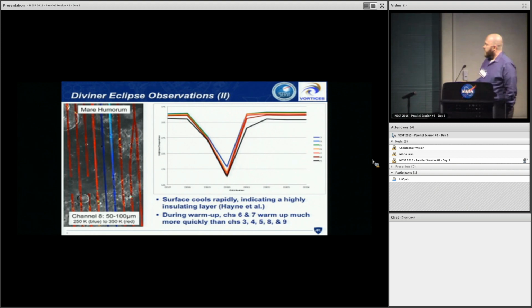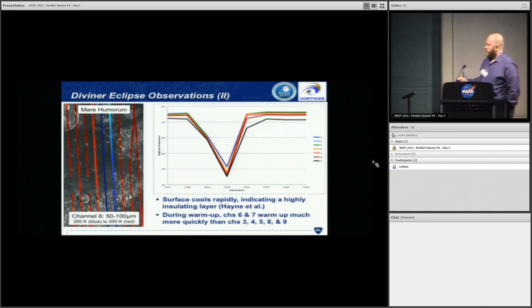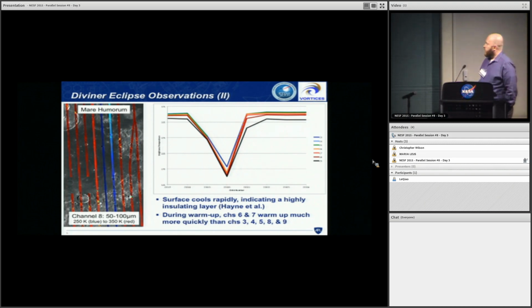So this is what Diviner observed. This is just a piece of the data. This is across Mare Humorum, and the data was collected right to left. So these red tracks were the pre-eclipse data. You start entering the eclipse on this one that's kind of cyan going to darker blue. The deep eclipse track is the blue one, and then coming out of eclipse you have this kind of orangish one, and then you're basically back to normal data after that. There are 2 hours between each of these tracks because that's the length of the LRO orbit.